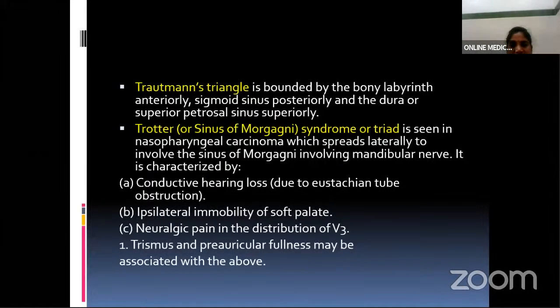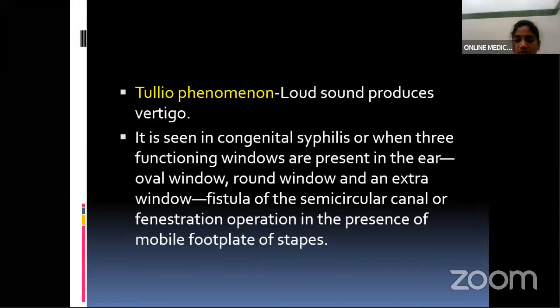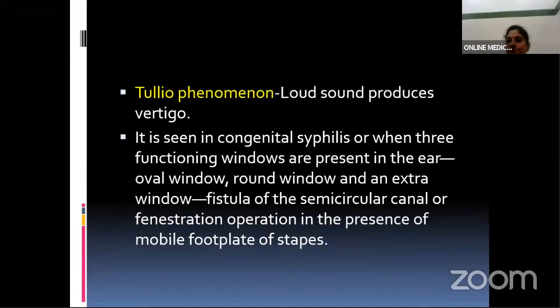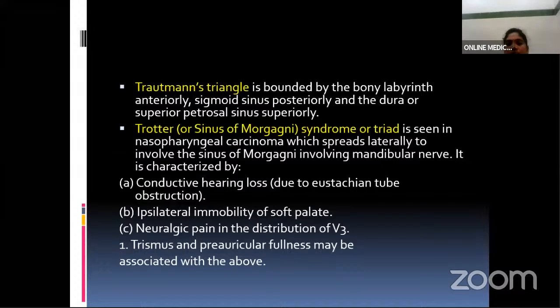Next one is Trotter's triad. Last time I explained, you know. Sona, what is it? Sona Kumari. So it is a triad. You know about it? Tell me.